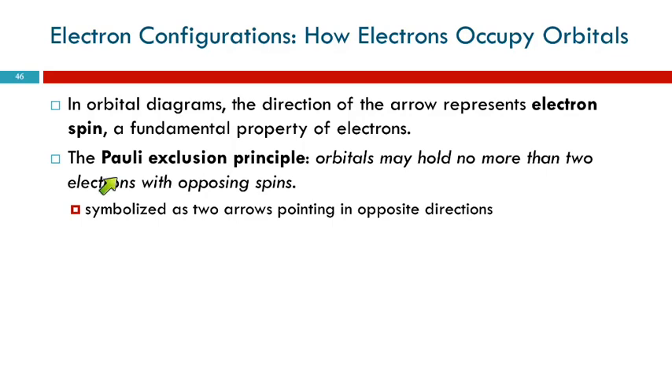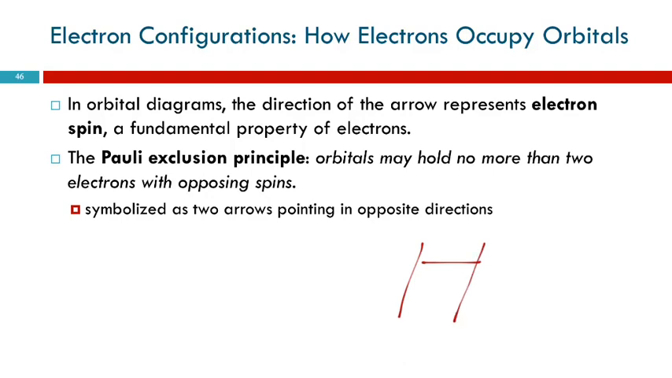The Pauli exclusion principle tells us that the orbitals can hold no more than 2 electrons with opposing spins. And so we symbolize that as 2 arrows pointing in different directions. So in the hotel, they have a rule that you can only have 2 people sleeping in a bed, and they have to have opposite spins. So what does that mean?